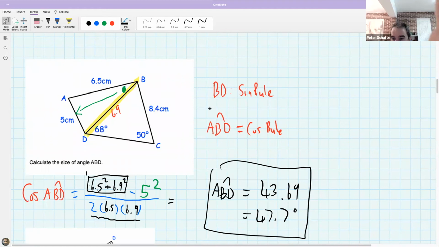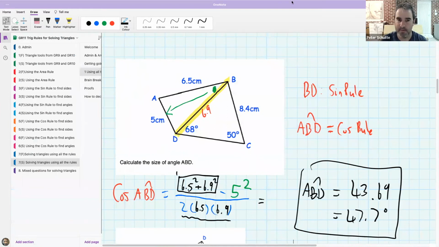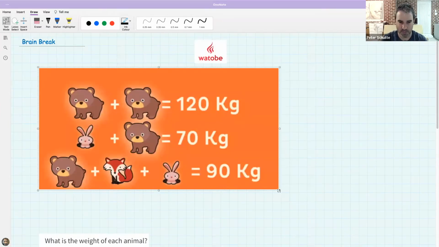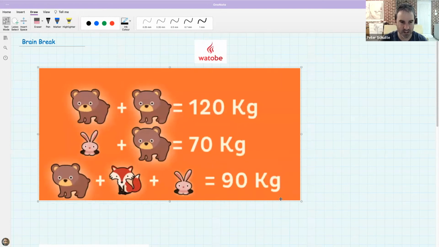Okay. Let's go quickly to a little brain break that I'll have for you guys. See if you can tell me what each of these animals weigh.